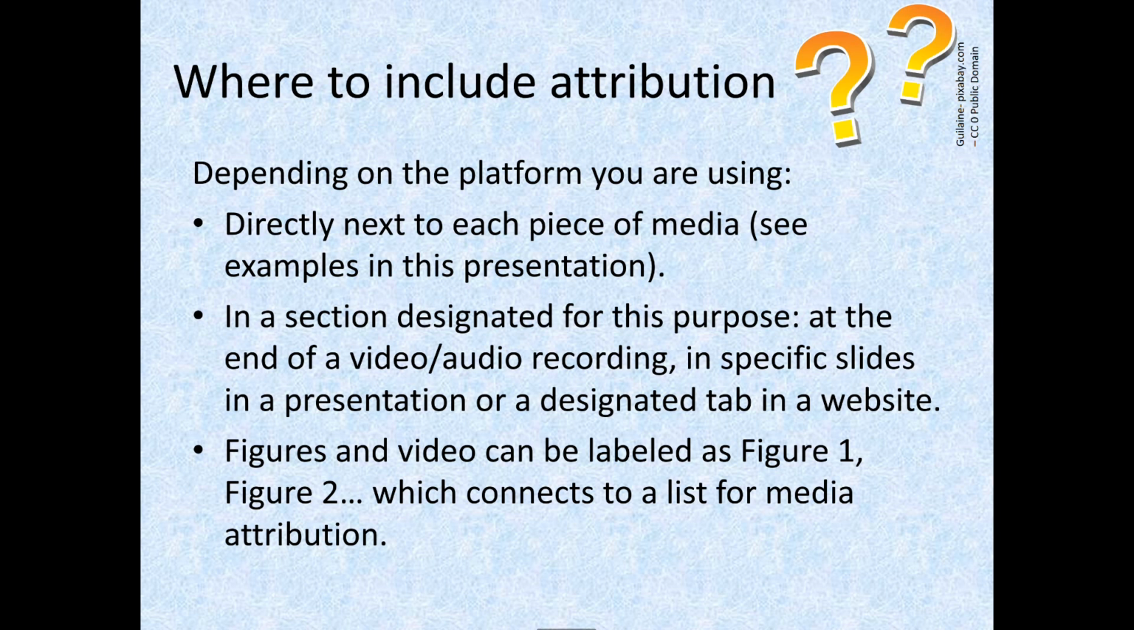Another thing you can do is have a designated section in your project that deals with that. That can be a specific slide in your presentation, the end of a video or audio recording, or a specific tab in your website. You can label each one of your images or videos with a number, and then have the whole list of attributions in a specific place in your media product. That way we can find out which is which and make that connection.